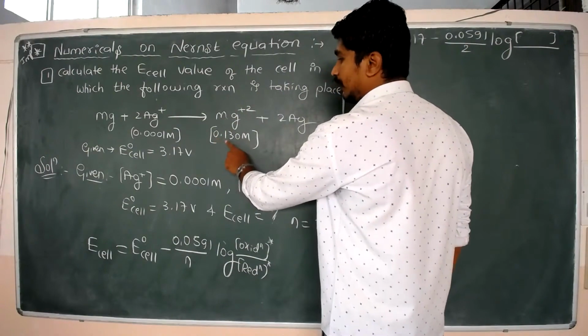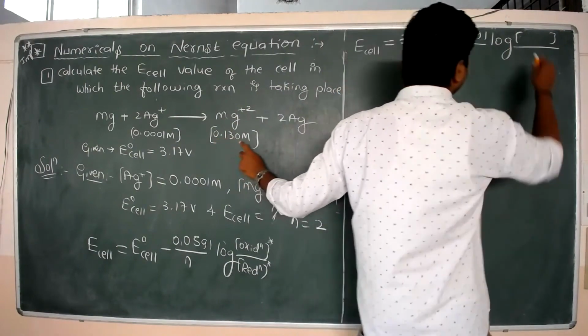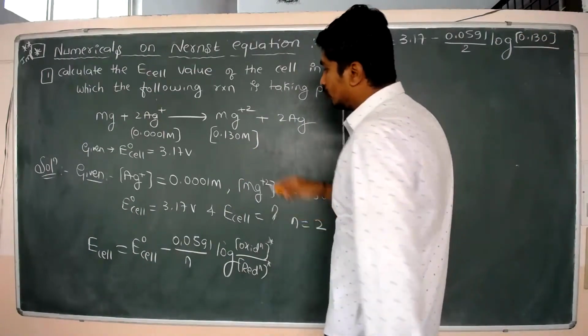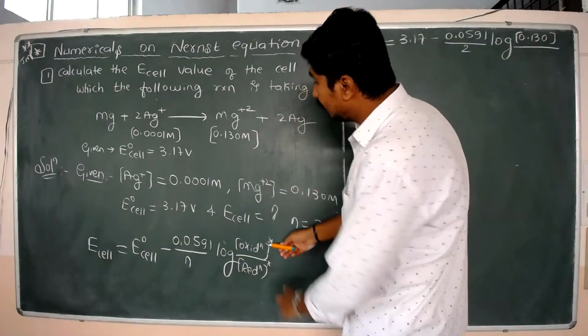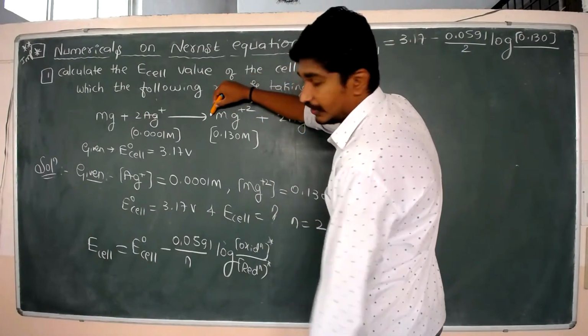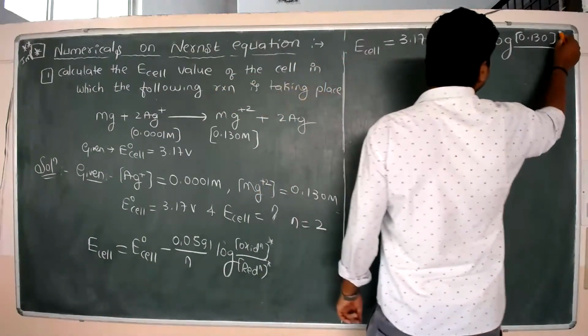That is 0.3130. Here it is 0.130. And next, power is star. Here star means its coefficient. Here nothing means 1. The coefficient of Mg plus 2 in the chemical reaction is how much? It is 1. Therefore, power is 1.